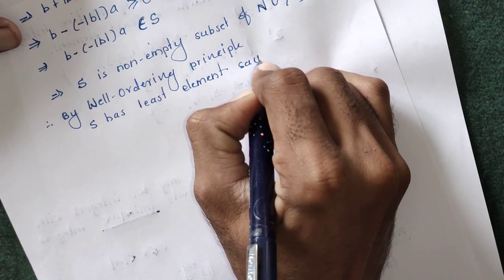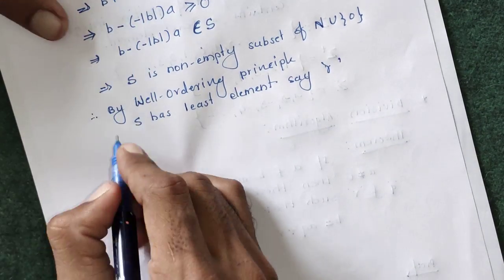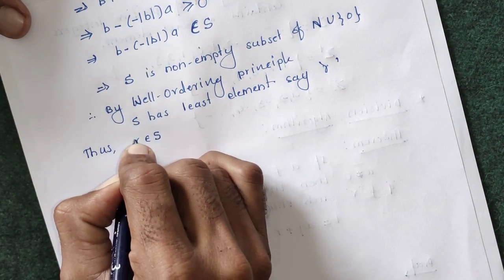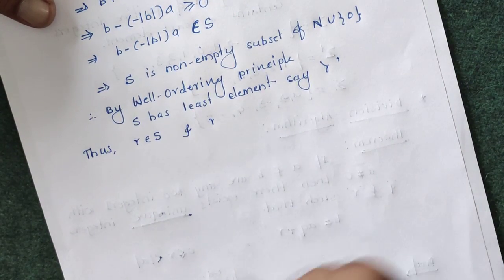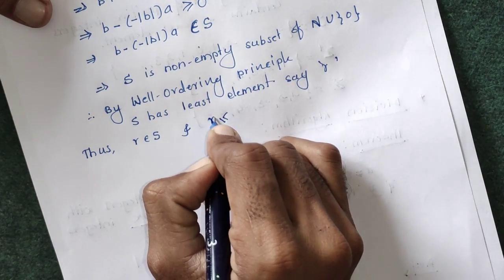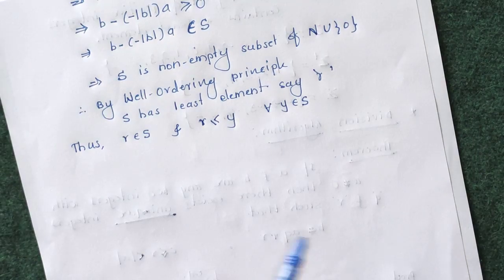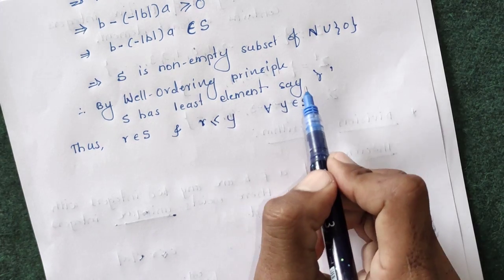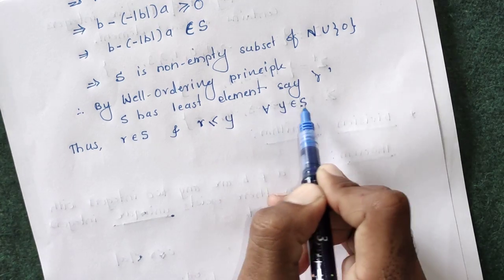Suppose we call that element r, small r, thus our r is in set S and r is the smallest among all the remaining numbers in that set, that is r is less than or equal to y for all y belongs to S. S has a least element, so r is the least element among all the remaining elements, so r is less than or equal to y for all y belongs to S.